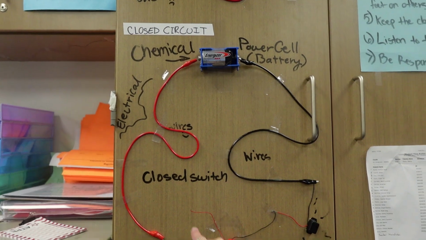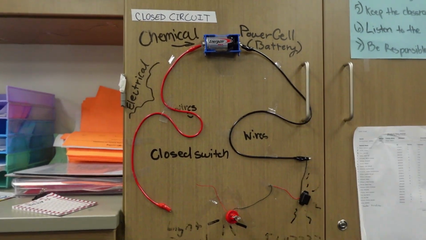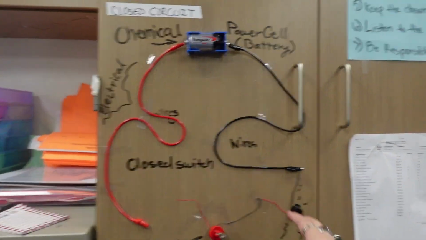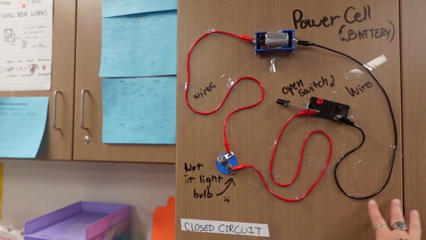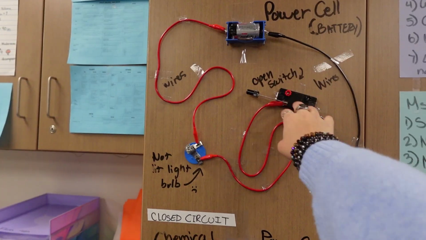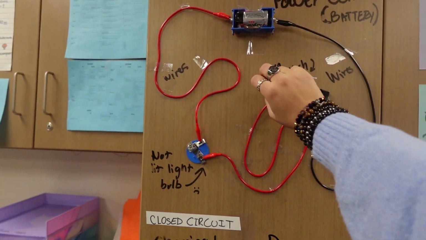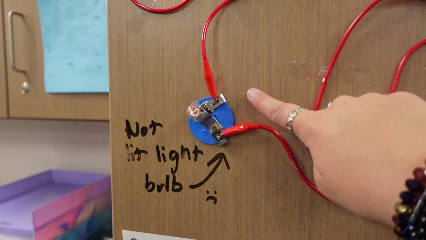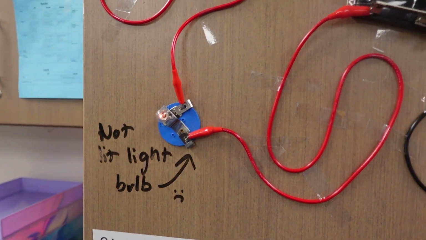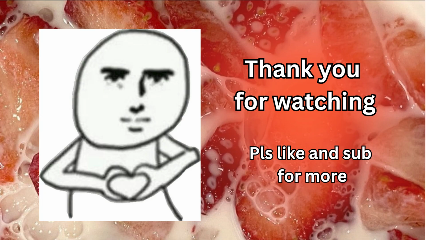So this is what we mean when we talk about the transfer of energy in a circuit. We have to know that the energy is flowing if all of the wires and parts are connected. So if you have an open switch, it's not going to work. Once you do have a closed switch, your light bulb is going to turn on.